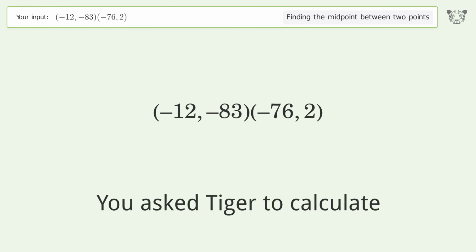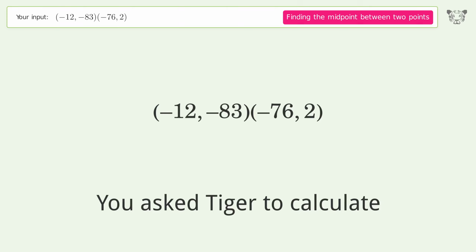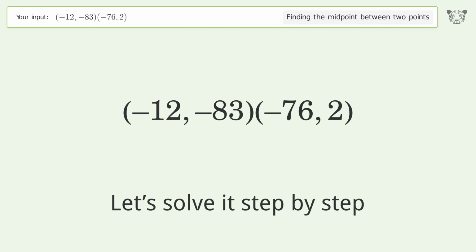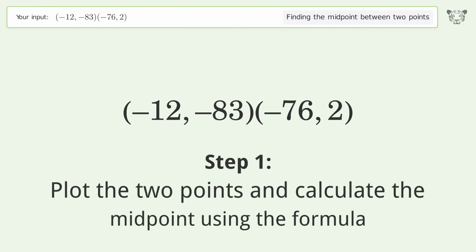You ask Tiger to calculate. This deals with finding the midpoint between 2 points. The midpoint between the 2 points is -44, -40.5. Let's solve it step by step. Plot the 2 points and calculate the midpoint using the formula.